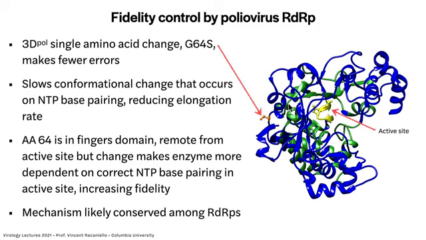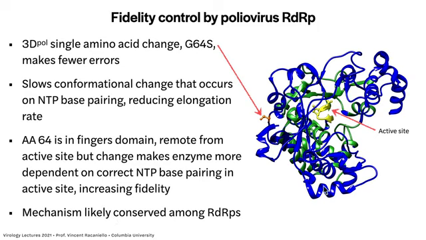So this is in the fingers domain, it's remote, but it makes the enzyme more dependent on correct base pairing, right? So before, you could get away with some incorrect base pairing in the active site. That would be your error. But because of this change, it makes it harder to make those conformational changes on incorrect base pairing. And so you have to have the correct base pair, and you get a higher fidelity polymerase. It's really remarkable that one amino acid change can do that. And we'll revisit this again when we talk about evolution. It has some interesting experiments around it.